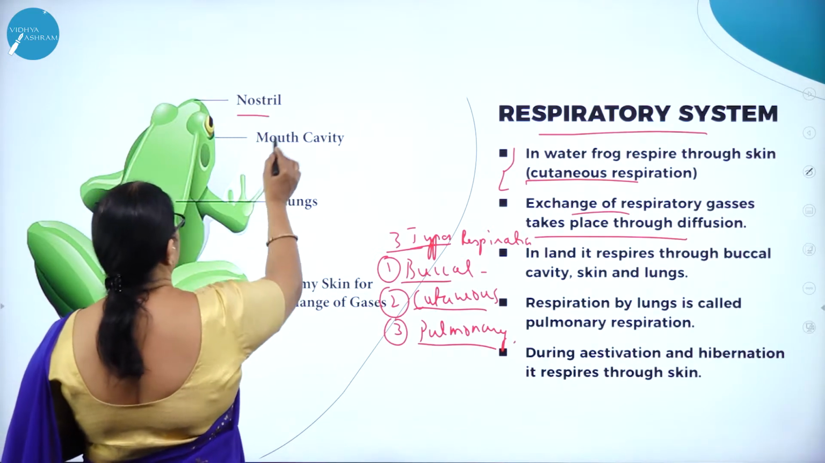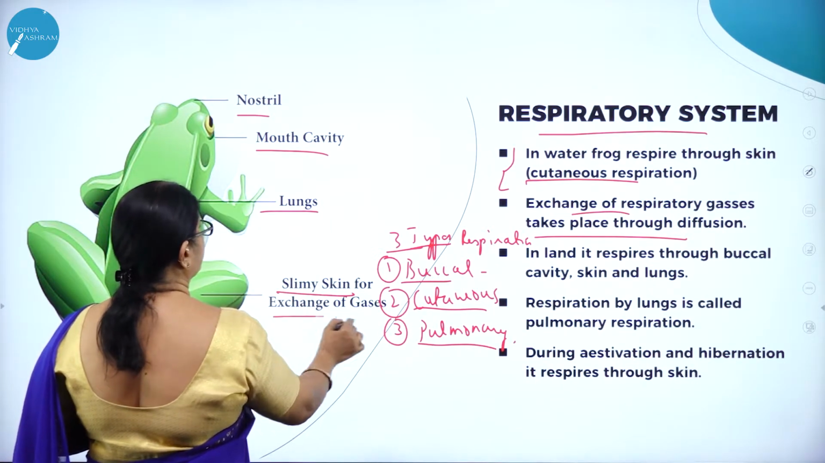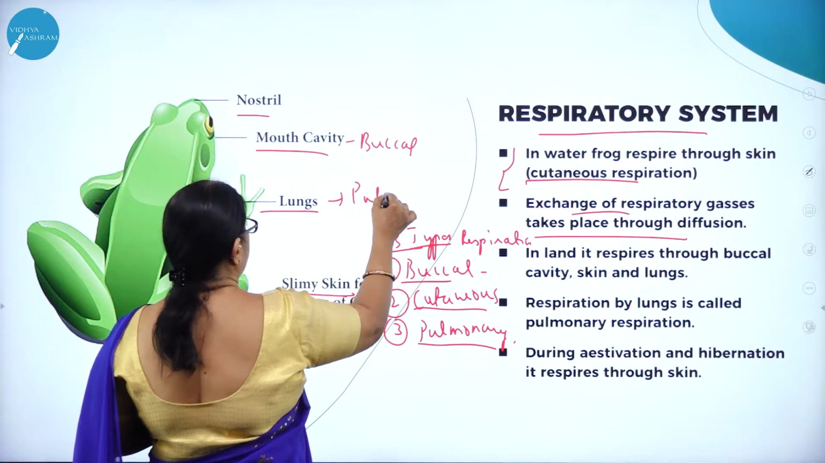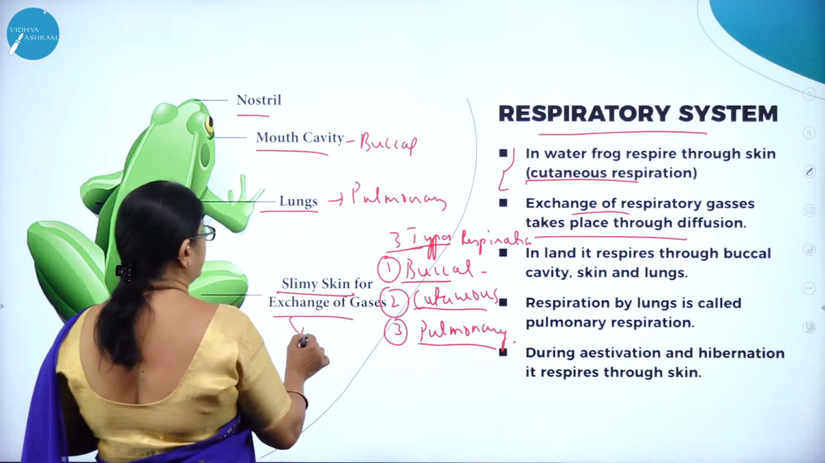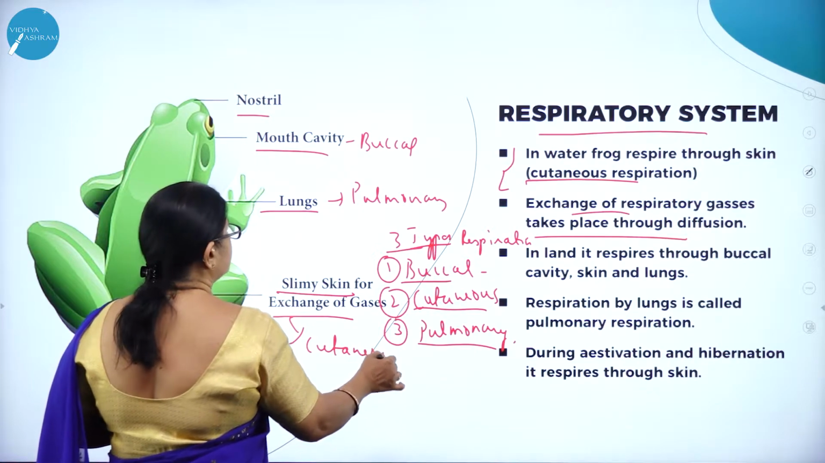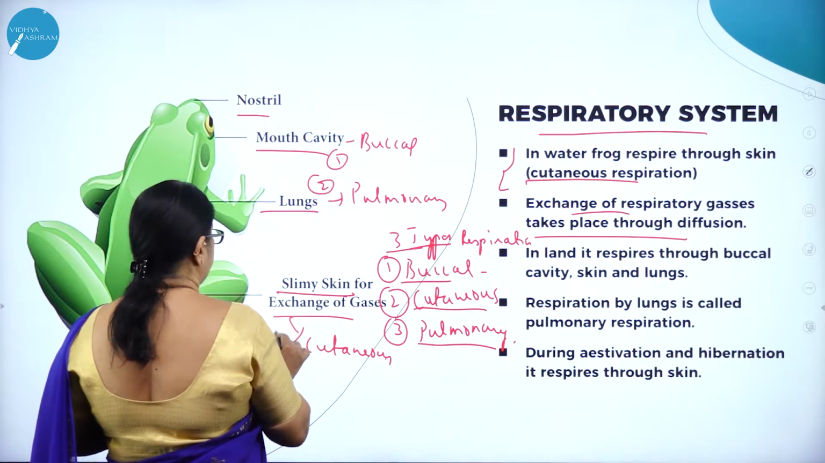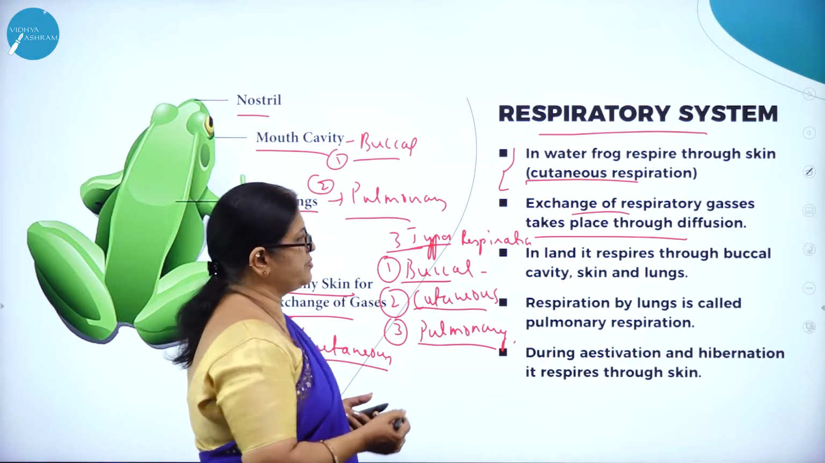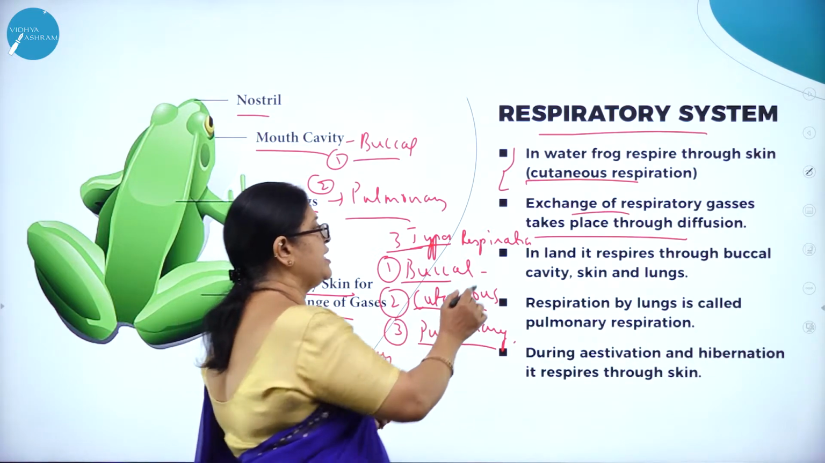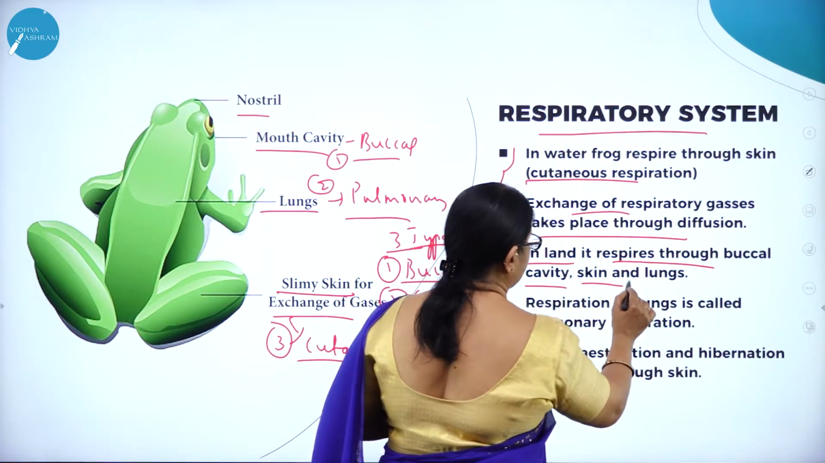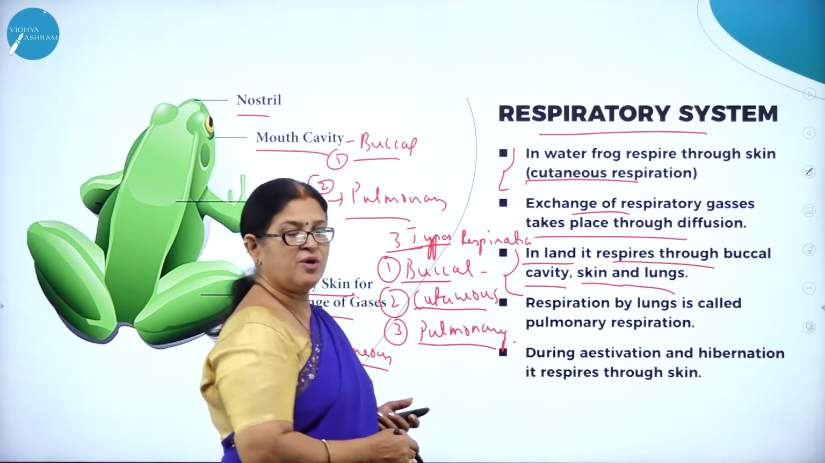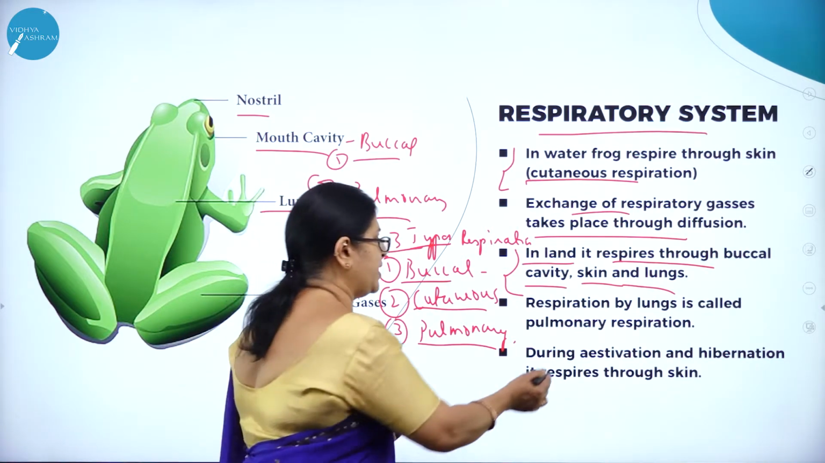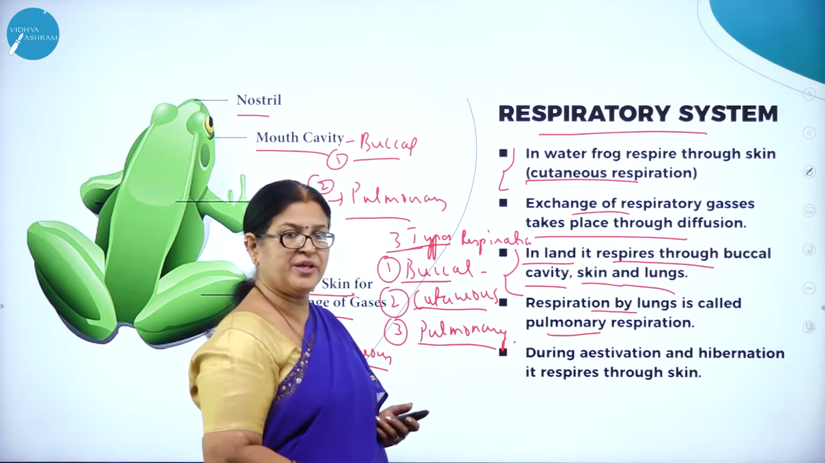Here you can see the nostril, mouth cavity, lungs, and slimy skin for exchange of gases. Through the mouth cavity it is called buccal respiration, through lungs it is called pulmonary respiration, and through skin it is called cutaneous respiration. So it respires by three means, right? Buccal, pulmonary, and cutaneous respiration. Exchange of respiratory gases takes place through diffusion. On land, it respires through the buccal cavity, skin, and lungs. See, all three means you come across when it is on land. Then respiration by lungs: anything which has to do with lungs, we use the word pulmonary. So respiration by lungs is called pulmonary respiration.